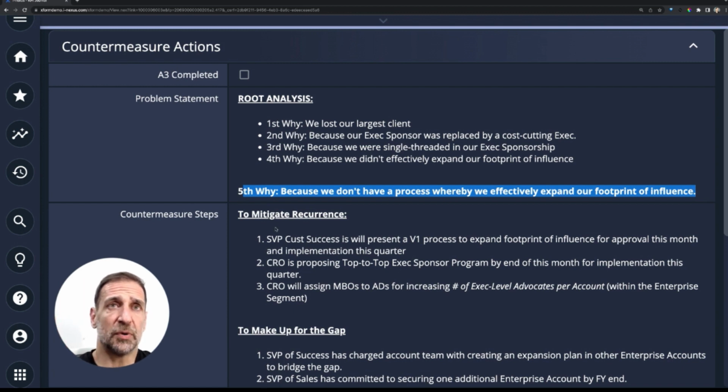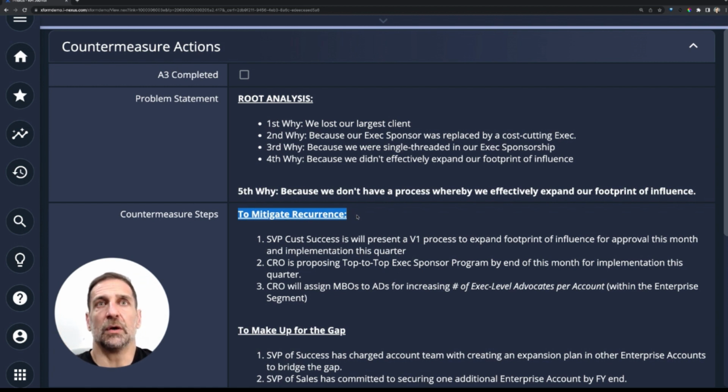Now, the second part is the plan to mitigate recurrence. How do we make sure the single-threaded exec sponsor issue doesn't recur? First, the SVP of Customer Success, who reports into me as the CRO, will present version 1 of a process whereby we expand our footprint of influence, which is what we identified here. They'll present it for approval by the end of this month, and it will be implemented by the end of this quarter.